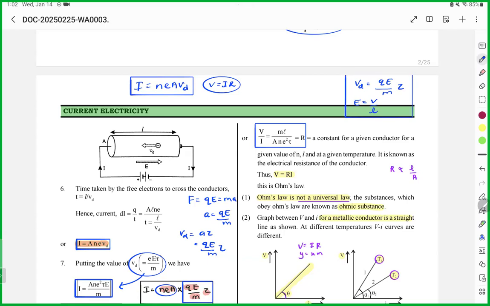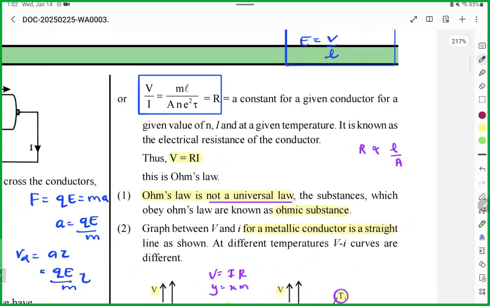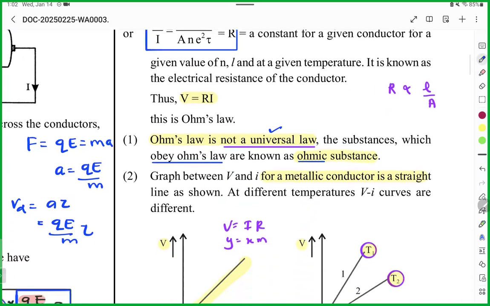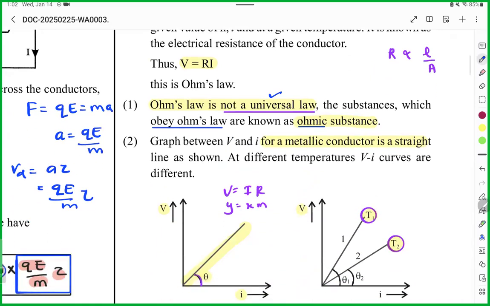Okay. Next, this is not a universal law. It means not every material follows this. Substance that follows Ohm's law is known as ohmic substance. Substance that does not follow Ohm's law is a non-ohmic substance. Example, in most of the metallic conductors, it is a straight line graph. It means if you increase current, then your potential will also increase. You have theta value here.